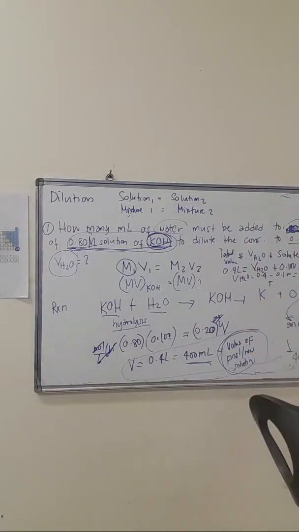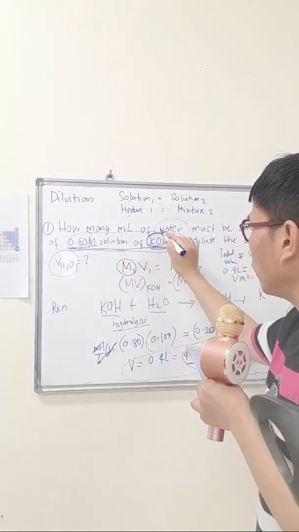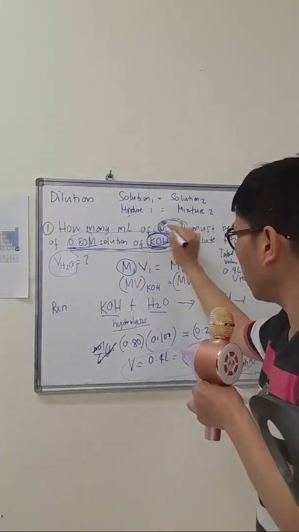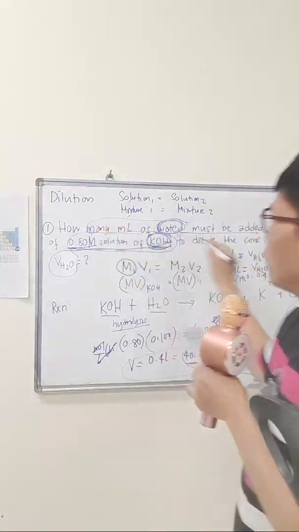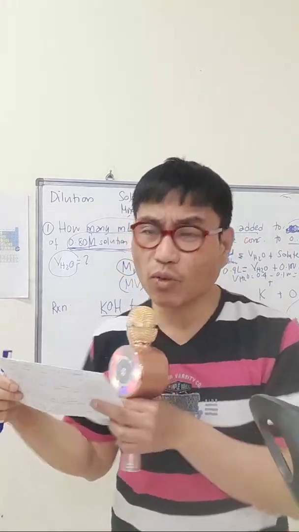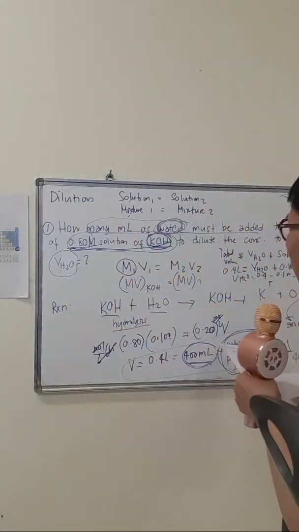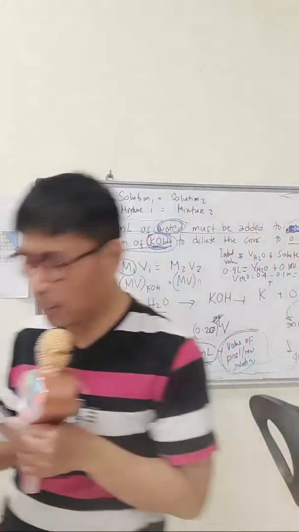So see, if you will not think carefully, you will answer 400 milliliters in this question. But take a look, how many ml of water must be added? It's not the final solution that is being asked. It's water added. So you have to determine the volume of water that must be added to get your final mixture or final solution, 400 milliliters. Get the point? Any questions so far?